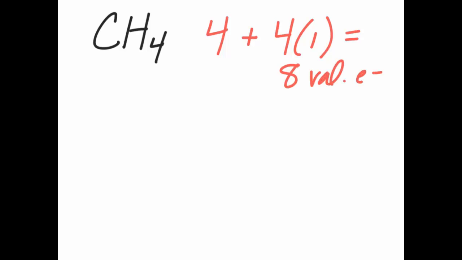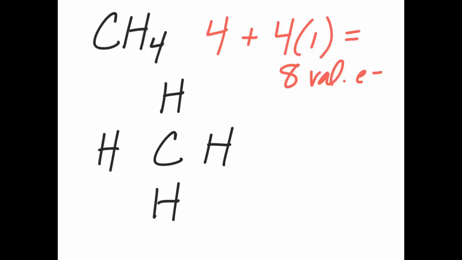Now let's arrange the atoms symmetrically. We're going to put carbon in the middle and hydrogens on the outside. We have 8 valence electrons to work with. Let's start off by putting 2 in between each set of atoms that we think is going to create a covalent bond. So let's put 2 in between the hydrogen and carbon, another 2 here, another 2 here to create a bond, and another 2 here.